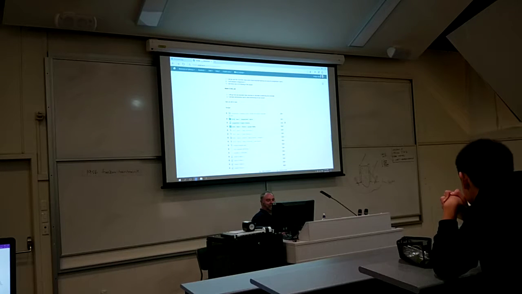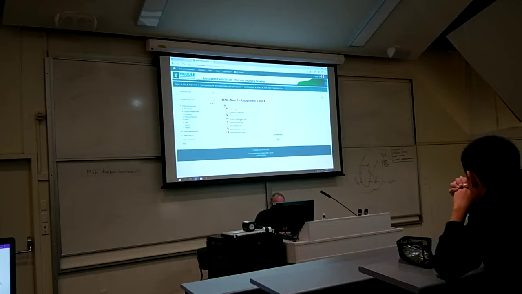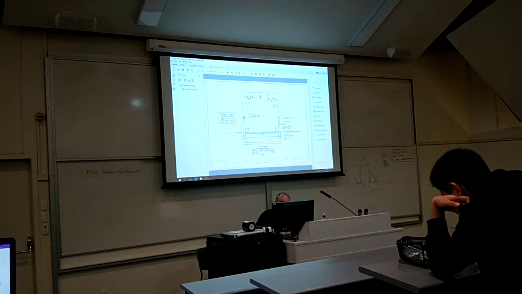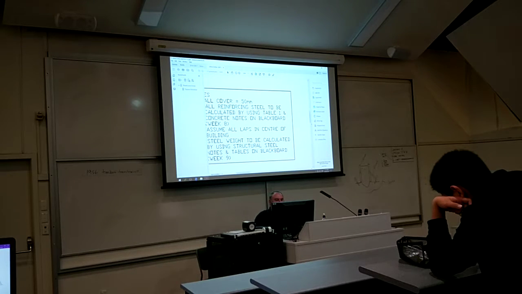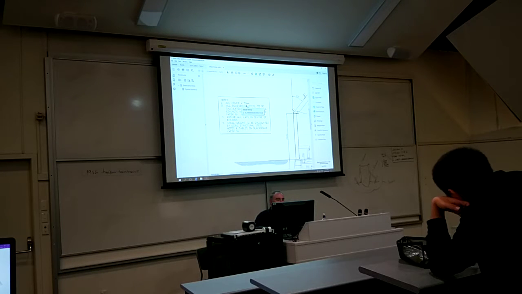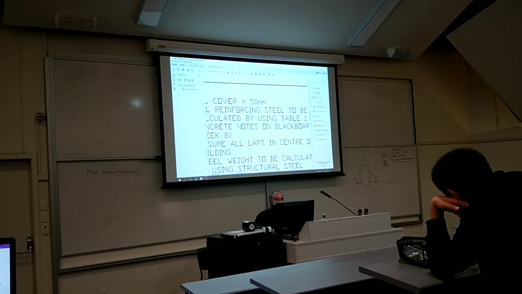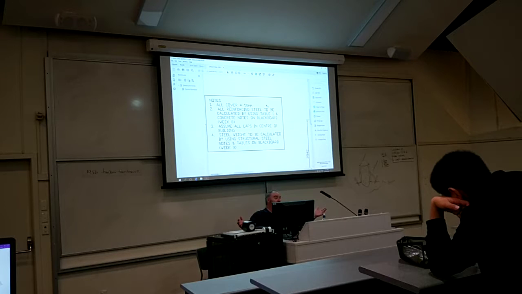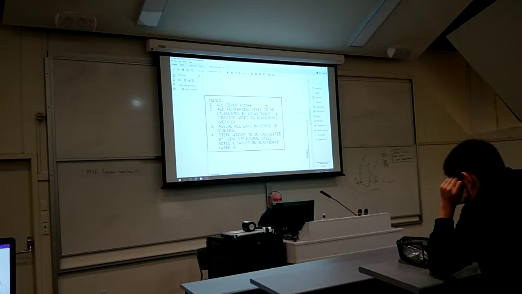But if you have a look at the assignment, you'll see that I think one of these has got it. All cover equals 50 millimetres. Alright? But you do have to look sometimes for these things. So some of these notes you can use. There's one, for example, all cover 50 millimetres. I'm expecting quite a few notes on your drawings. What I don't want to see is, there was one there somewhere that said students to use week 8, 9 and 10. No. Okay, that is not a proper note for the drawing. Assume all laps in the centre of the building. That is another good note as well. That one can be used.